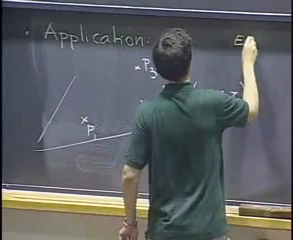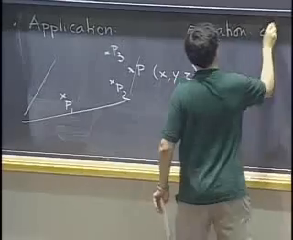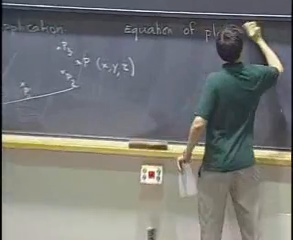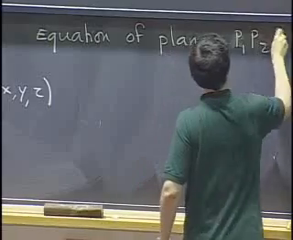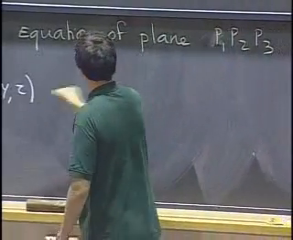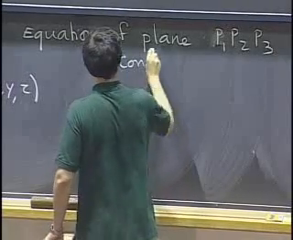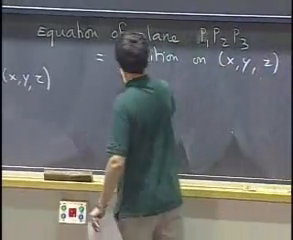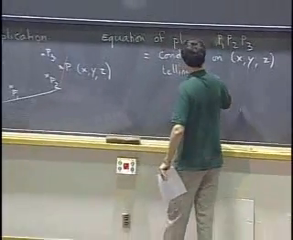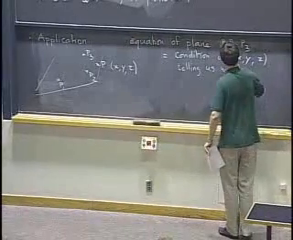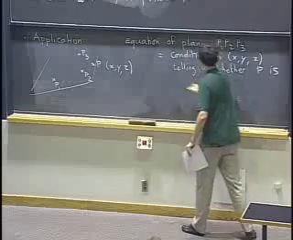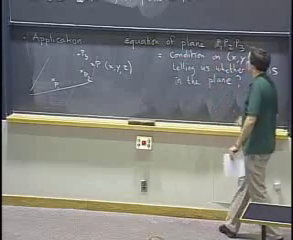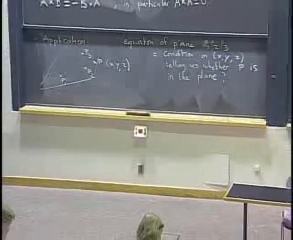Well, the equation of the plane, let's say the plane containing P1, P2, and P3. So that means find a condition. We need to find a condition on the coordinates x, y, z telling us whether P is in the plane or not. Okay, so we have several ways of doing that.